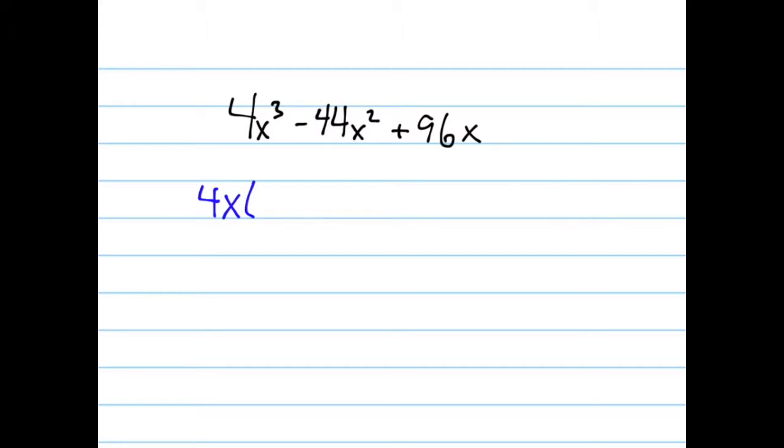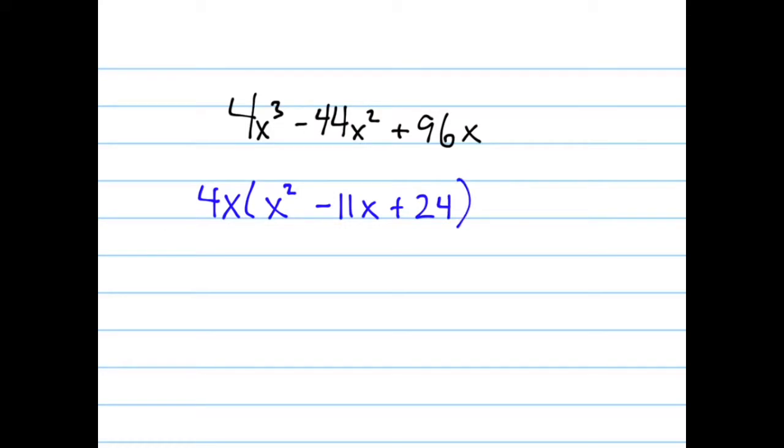Leaves us with what? Negative 11. Okay, you just give me the middle term. I need a couple other terms. That's good. 4x times parentheses x squared minus 11x plus 24. There we go.